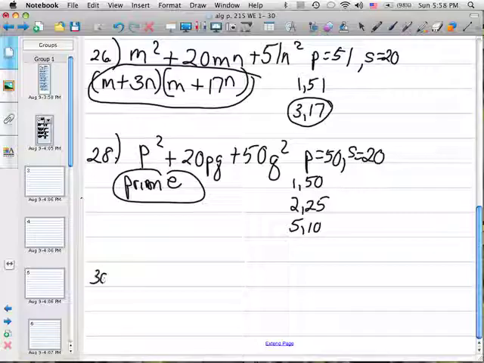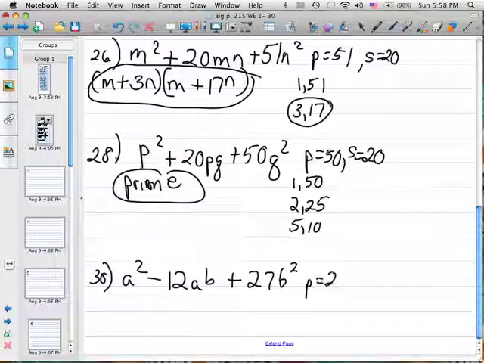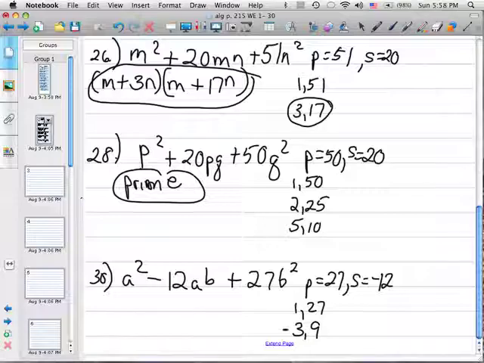And the last problem, number 30. a squared minus 12ab plus 27b squared. Product is 27. Sum is negative 12. So I'm looking for two numbers added to negative 12 that are factors of 27. So 1 and 27 do not work. 2 does not go in. 3 goes in 9 times, and 3 plus 9 makes 12. They just need to be negative.